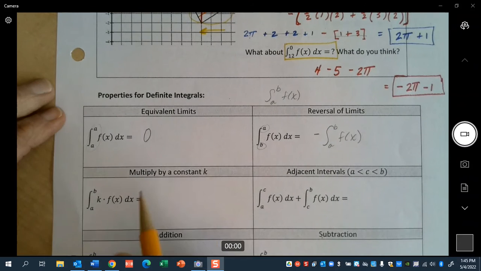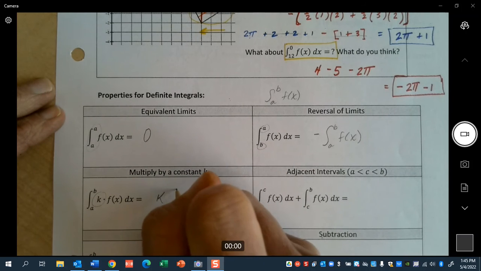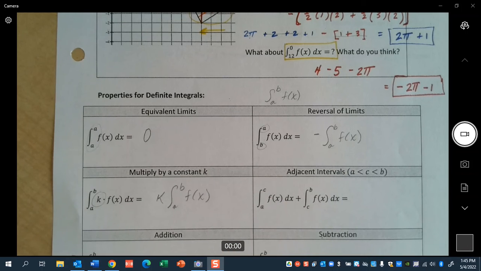Whenever you have a definite integral and there's a constant involved, that constant is going to move outside of your integral. And just like everything else that happens with a constant, he kind of hangs out and waits to be a part of what's going on.